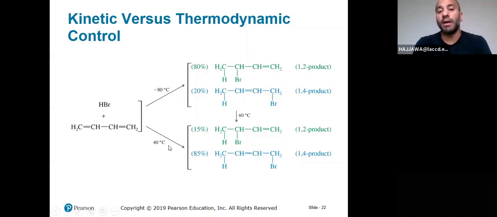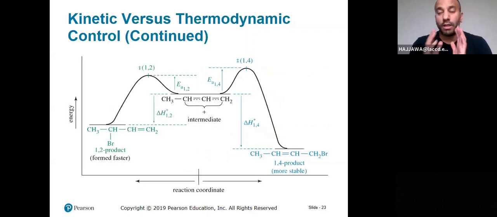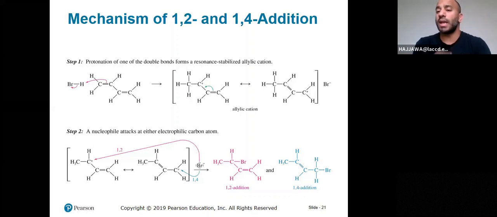And if it's done at a temperature higher than room temp, you will see the 1,4 product will be the one that's going to be more favored. So how come the 1,2 addition is more favored at low temperature and the 1,4 addition is more favored at high temperature? The reaction energy diagram will justify this, knowing that we have an allylic carbocation that will go back and forth between the primary allylic carbocation and the secondary allylic carbocation.